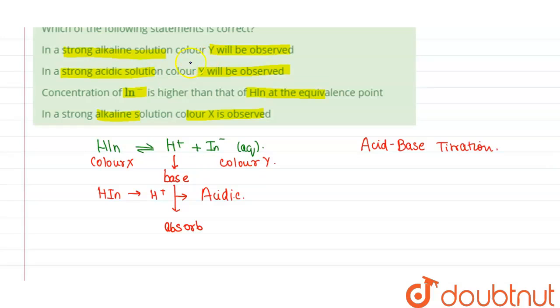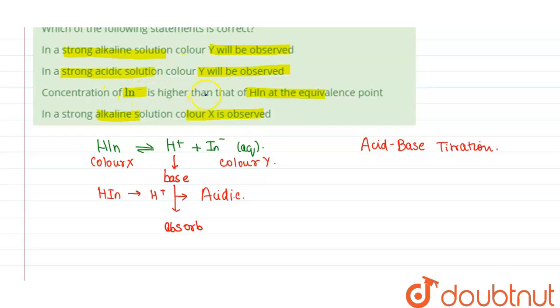This is absolutely true, as when the strong alkaline solution is present, the base concentration will be high, so it will absorb the H positive that will be formed. The reaction will shift in the forward direction and the stronger color Y will be observed. Now the second statement says that in a strong acidic solution, color Y will be observed. If it is a strong acidic solution, then more H positive will be produced, so the reaction will shift in the backward direction. So this statement will be wrong.